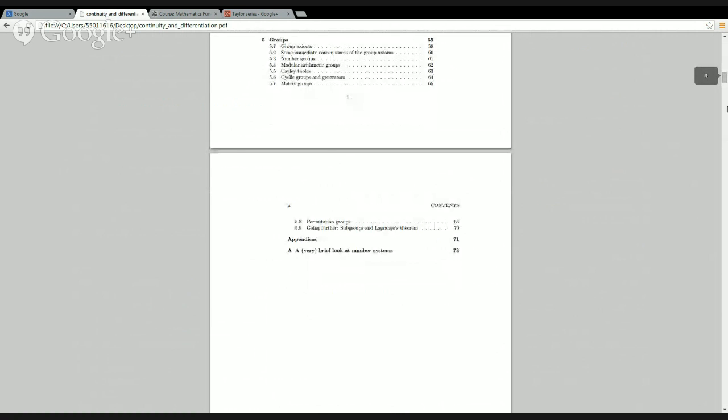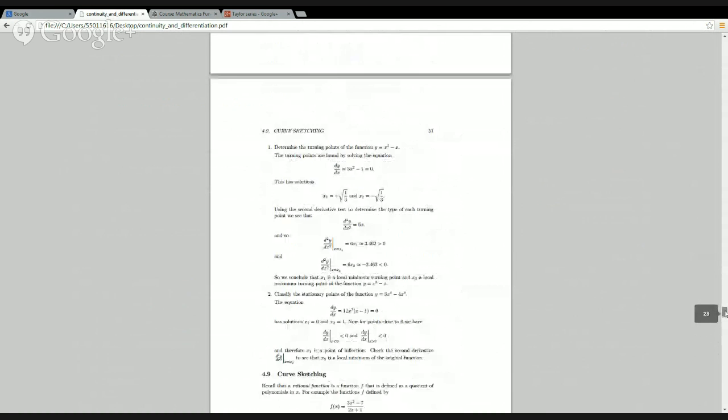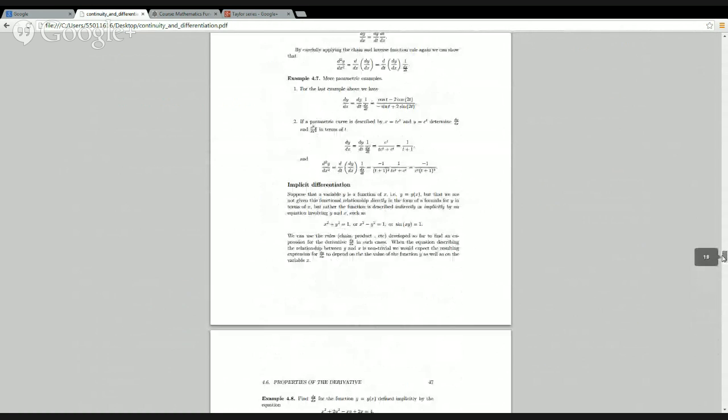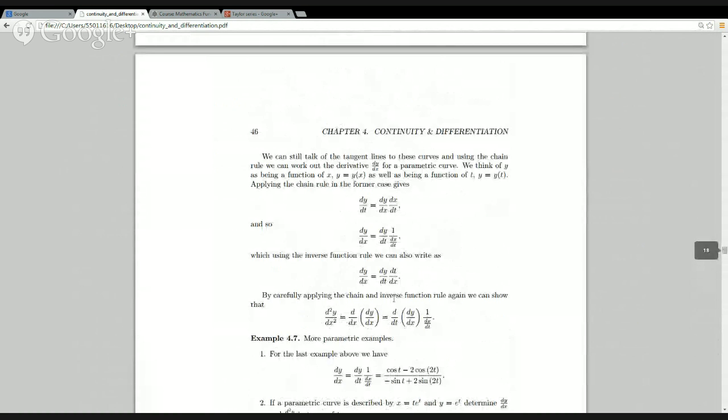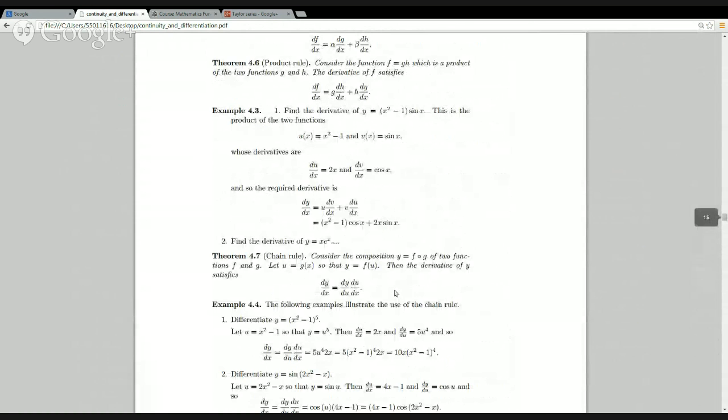With our material on continuity and differentiation. Where are we here now? So what we were covering last time, well, last time we did a proof of the chain rule. It was the main result we saw last week. Proof of the chain rule.